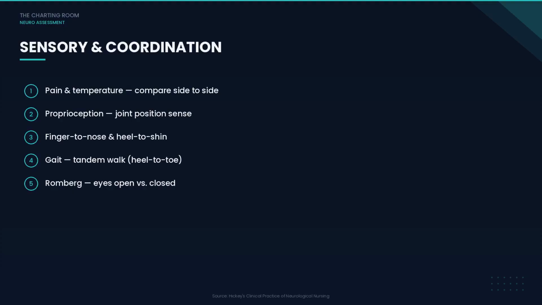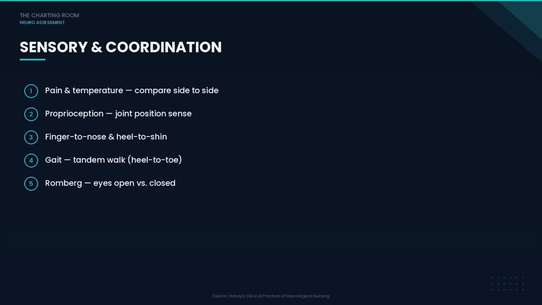Coordination testing screens the cerebellum. Finger to nose. The patient touches your finger, then their own nose, back and forth, watching for smooth accuracy versus an overshooting tremor. Heel to shin does the same thing for the legs. Gait matters too, if your patient is able to stand.